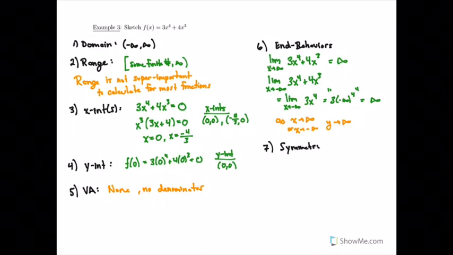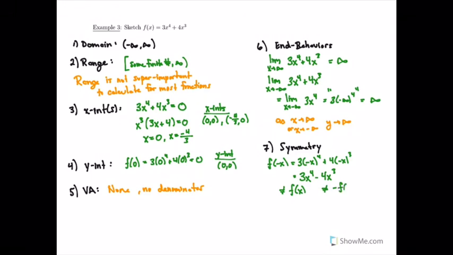Let's take a second and think about symmetry, as it would be nice if it is symmetric. We're going to look at f of negative x, 3 negative x to the fourth plus 4 negative x cubed will give us 3x to the fourth minus 4x cubed, which is not equal to the function. It's also not equal to negative the function. There is no symmetry here.